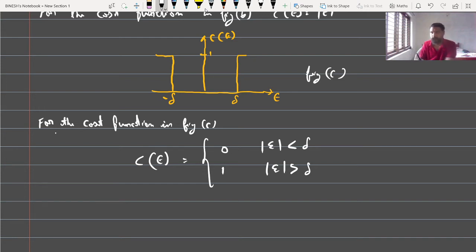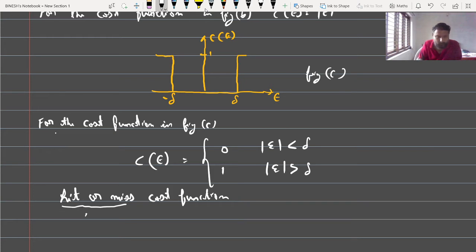So this is called the hit or miss cost function. Very important: hit or miss cost function, underline that. It is otherwise called the uniform cost function.